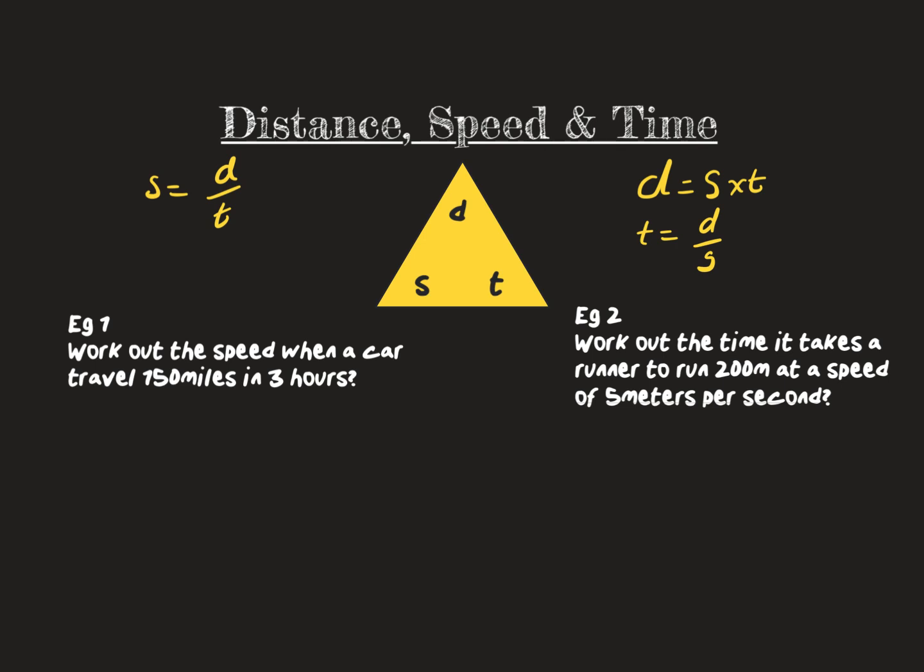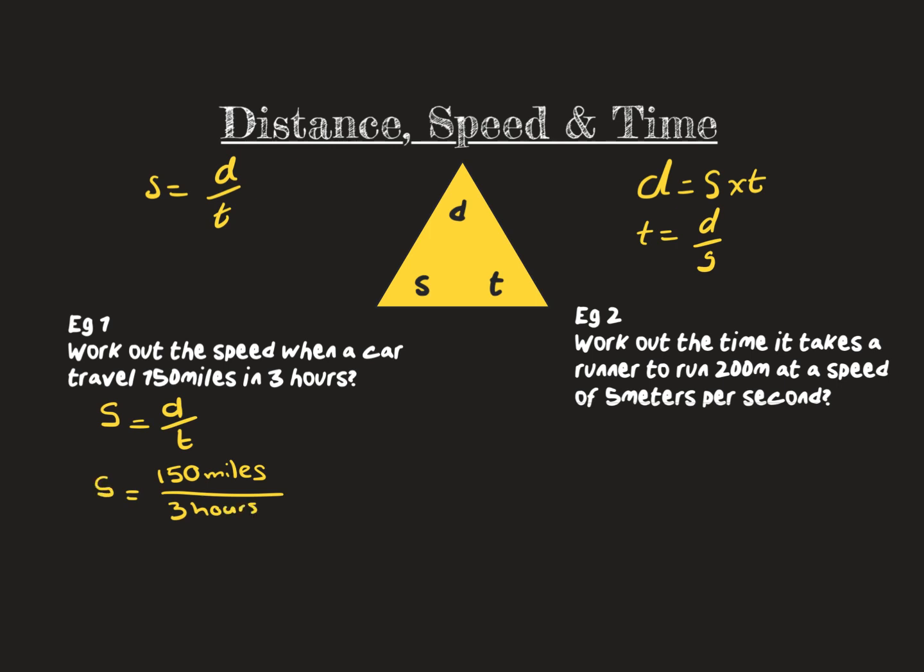On our first question here, AG1, it says work out the speed when a car travels 150 miles in 3 hours. The first thing you want to do is identify which formula you need to use. It says work out speed, so we're going to write down speed is equal to distance over time, so that's divide. Distance divided by time. Now, our distance in the question is 150 miles. We're going to write in 150 miles in place of the D. And the time is 3 hours.